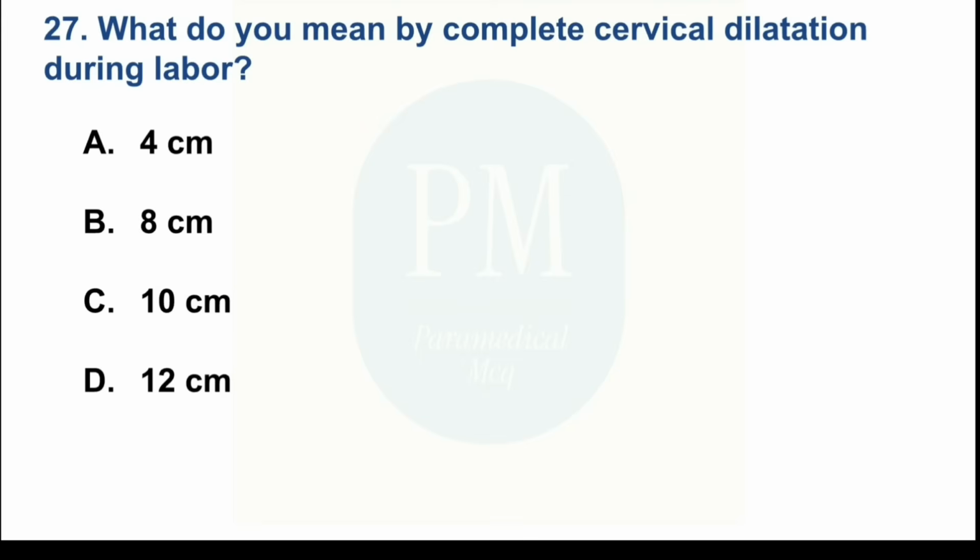What do you mean by complete cervical dilation during labor? Option A 4 cm, option B 8 cm, option C 10 cm, option D 12 cm. The correct option is option C 10 cm.